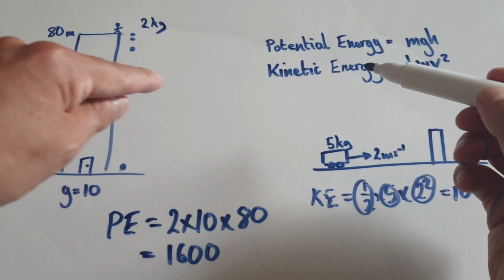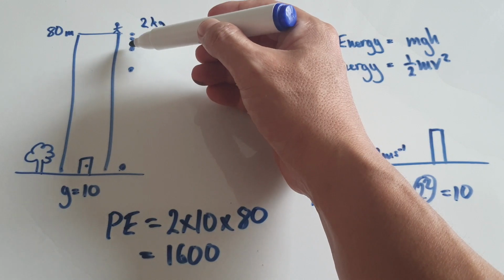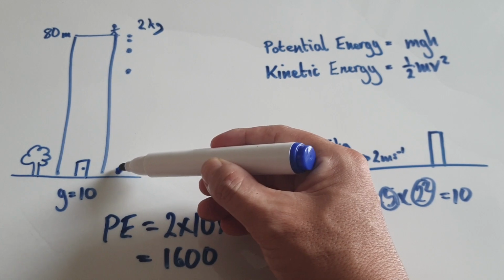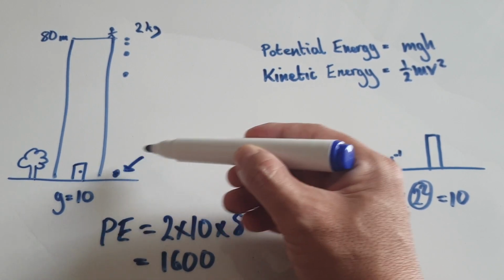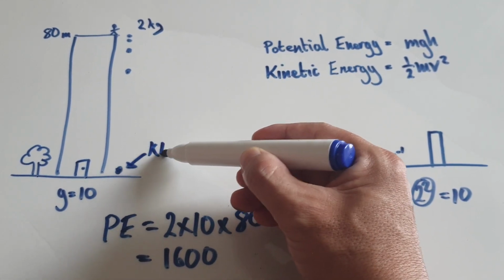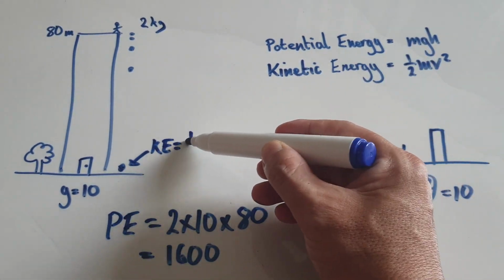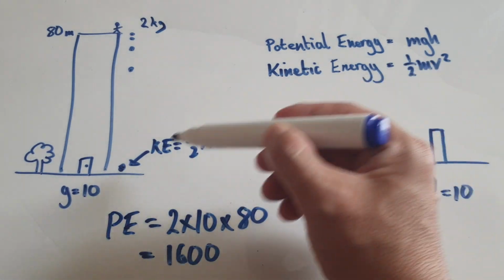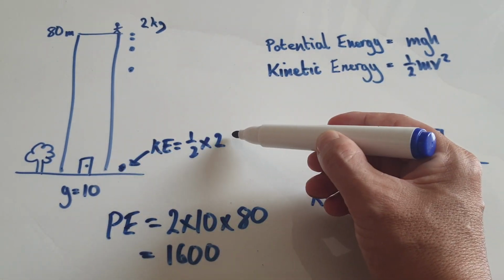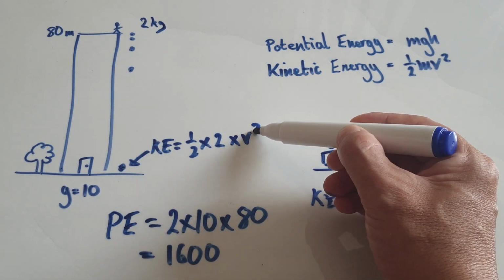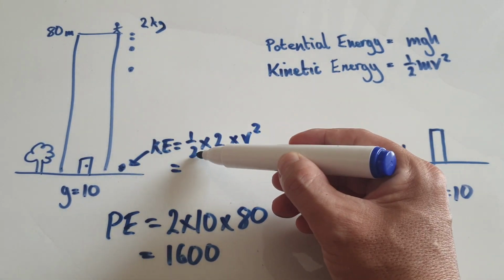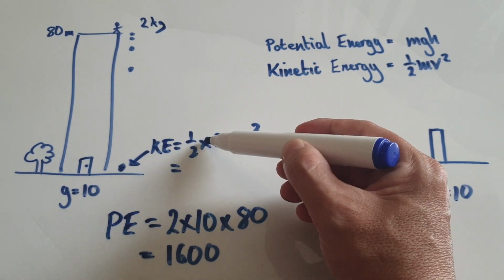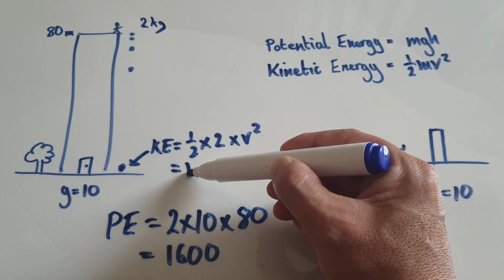Now, when you drop that brick, just before it hits the ground, it's traveling really fast. Now, this brick has kinetic energy because it's moving. So the kinetic energy here is a half times the mass of the brick, which is 2, times the velocity. We don't know the velocity. I'm trying to calculate the velocity, times v squared. So that would be kinetic energy, half times 2 would be 1, times v squared, that would be v squared.